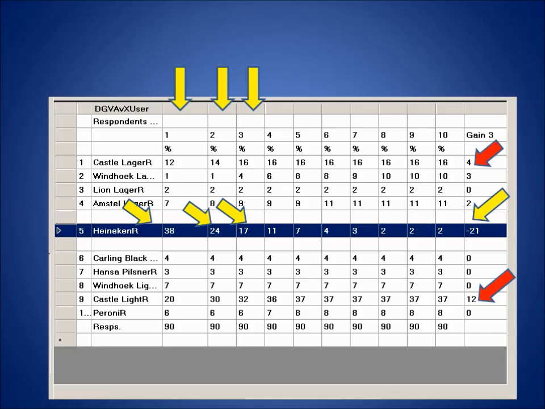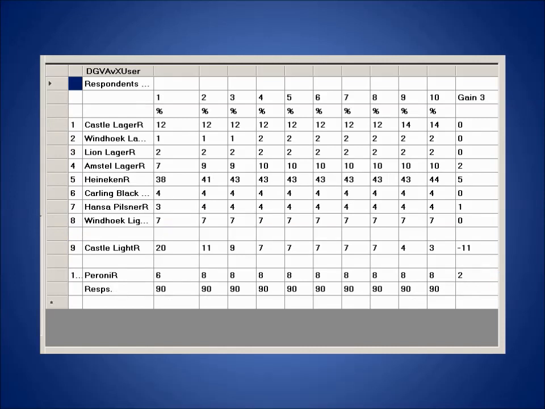My little model is not all that good when it comes to choice behavior as opposed to perceptions. Well, let's see what happens with the demand curve when we test it the other way. If we take Castle Light and we produce its demand curve, you will see as the price increases, it loses, from 20%, it loses 11. And where do they go? Well, they go to Heineken. They do not go to Windhoek Light, which is the other light beer in this example. The interaction happens between Castle Light and Heineken much rather than Windhoek Light.